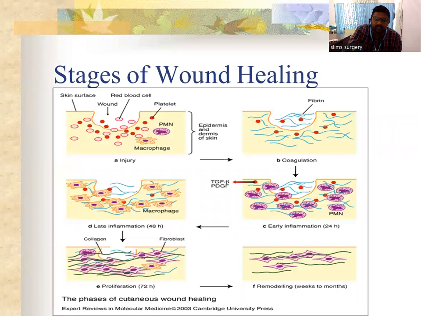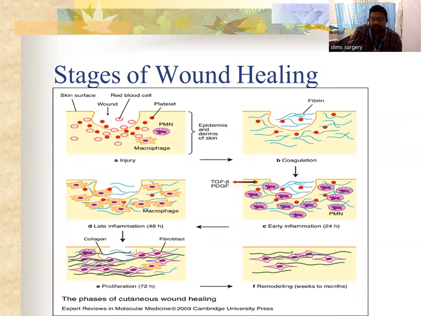The first cell to arrive there is the neutrophil. Second is lymphocytes, and third is platelets. So after forming, these are the first initial inflammatory changes, and the inflammatory markers like TGF beta and platelet derived growth factor, that is PDGF, will come there, and initially it will stop the bleeding by forming a fibrin clot.